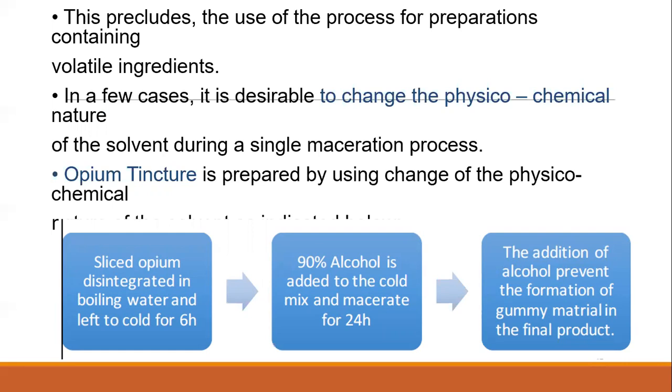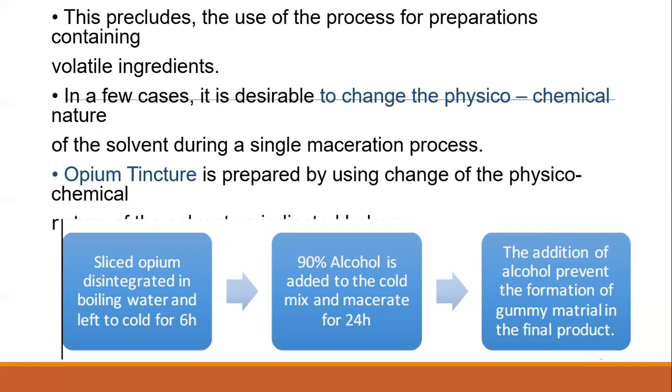In a few cases, it is desirable to change the physico-chemical nature of the solvent during a single maceration process. Opium tincture is prepared by using such a change. What we do while making opium tincture is slice the opium, disintegrate it in boiling water and leave it to cool for 6 hours. After that, 90% alcohol is added to the cold mix and macerated for 24 hours. The addition of alcohol prevents the formation of gummy marshal in the final product.